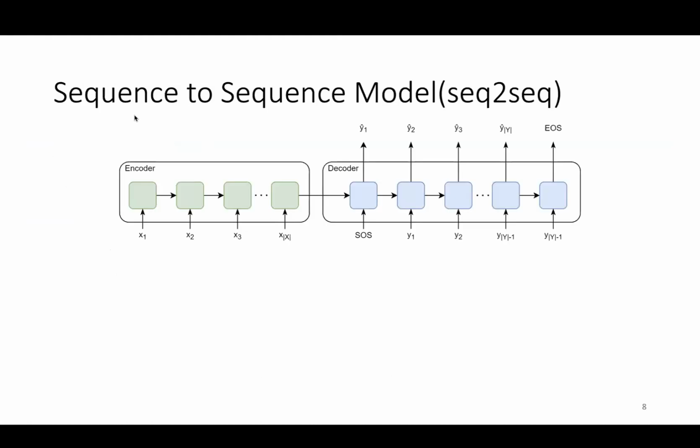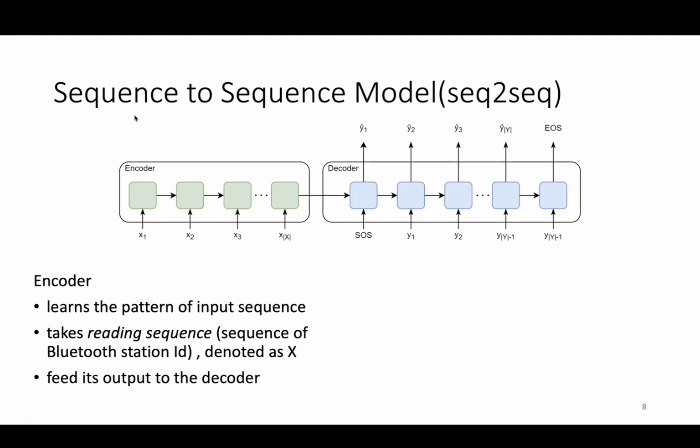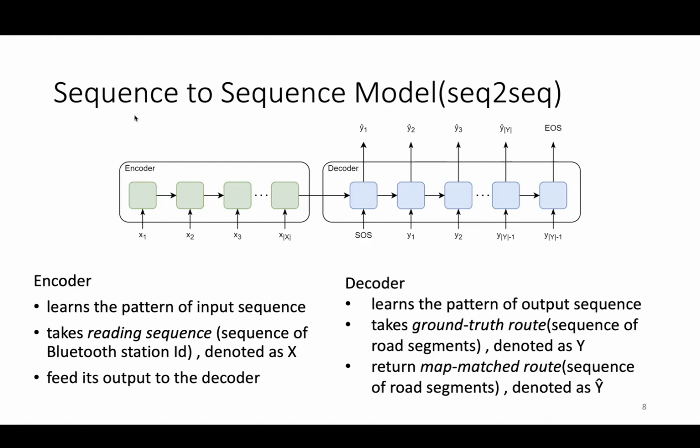Before our proposal, this is how to use a simple sequence-to-sequence method for matching directly. The encoder learns the pattern of the reading sequence, directly takes the reading sequence and transforms it into a fixed-size hidden vector. The decoder takes the hidden vector from the encoder and generates road segments one by one as the resulting trajectory. So when the road network becomes large, it raises an issue.